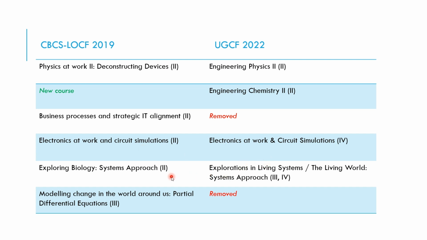We had Exploring Biology, Systems Approach in semester 2, which can be mapped to the elective subject Explorations in Living Systems or the Living World, Systems Approach. So the name can be either of them depending on how it is being floated, which is offered in both semester 3 and semester 4. And we had Modeling the Change in the World Around Us, Partial Differential Equations. It has now been removed.